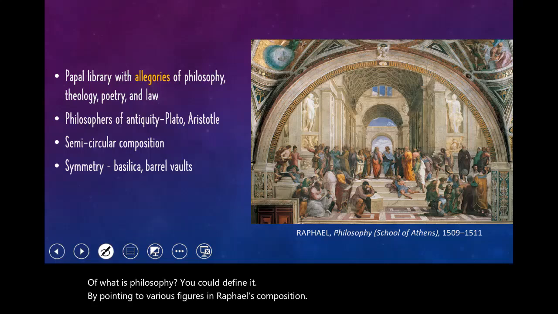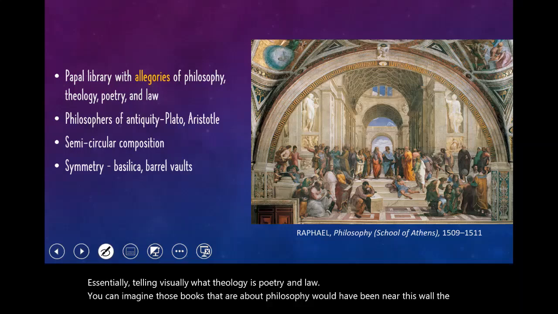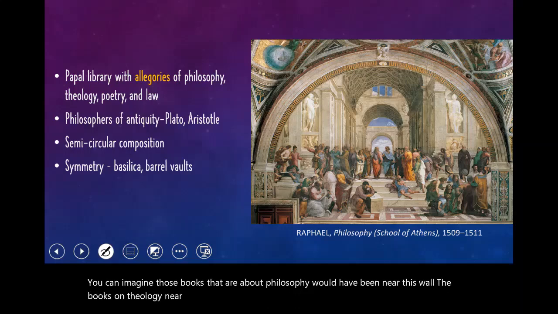So on the opposite walls, there is an allegory of theology, essentially telling visually what theology is, poetry, and law. And you can imagine those books that are about philosophy would have been near this wall, the books on theology near the theology allegory, and so on and so forth. This was a card catalog as well, telling people how to find which books in the library.